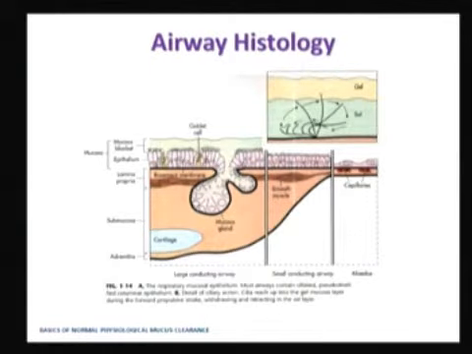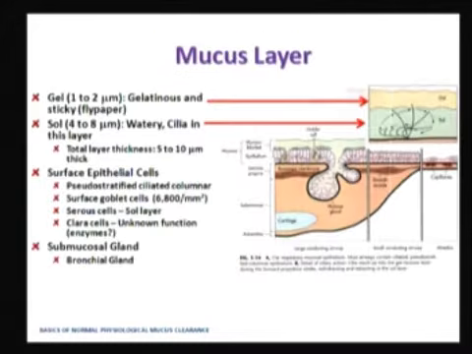I will start with the airway histology. From the histological point of view, we can notice that the mucociliary escalator that helps the clearance of secretions is mainly present in the large conducting airways and small conducting airways. But in the alveoli, we don't have cilia. The mucus layer, the gel, is usually 1 to 2 micrometers. The sol is 4 to 8 micrometers.